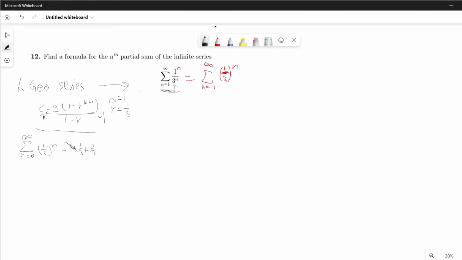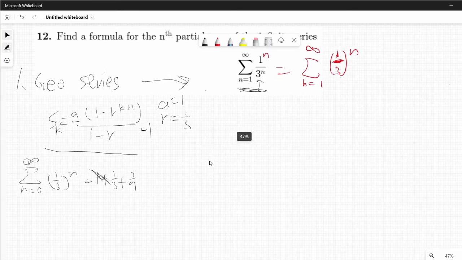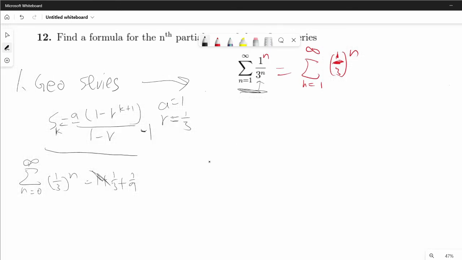So let's zoom in a little and just plug in the formula. Let's say Sn, the nth partial sum, will equal to a is 1, so we'll have 1 minus 1/3 to the k plus 1, over 1 minus 1/3, minus 1. Right. So here we have 1 minus 1/3 to the k plus 1.